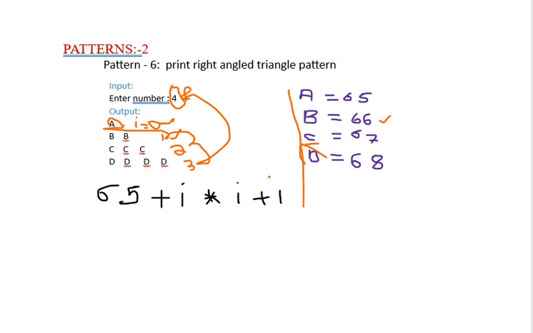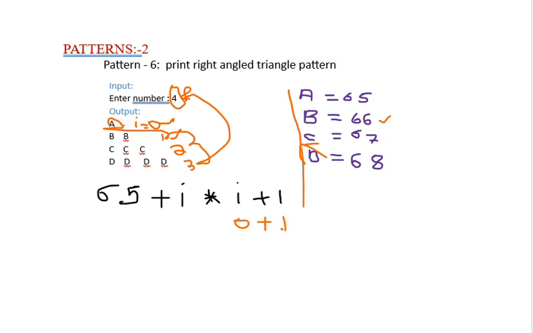Means at the first iteration, when I is equal to 0, 65 plus 0 is 65, times what? What is the I value? 0. 0 plus 1, what is 0 plus 1? Which is 1. Means 65 should be printed 1 time, which is A should be printed 1 time.